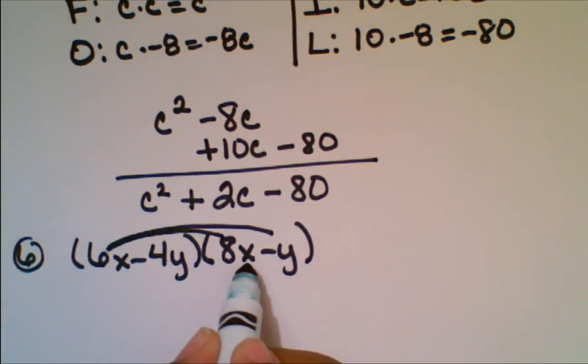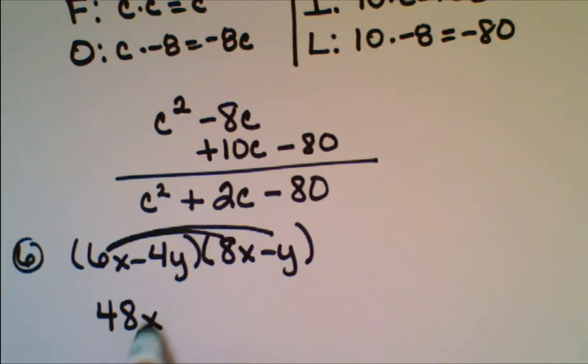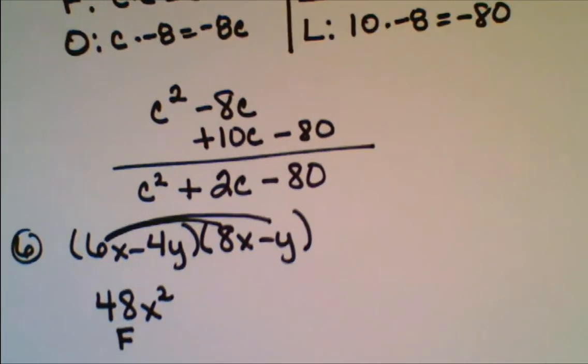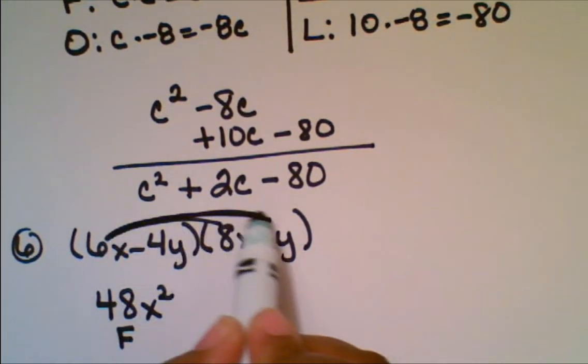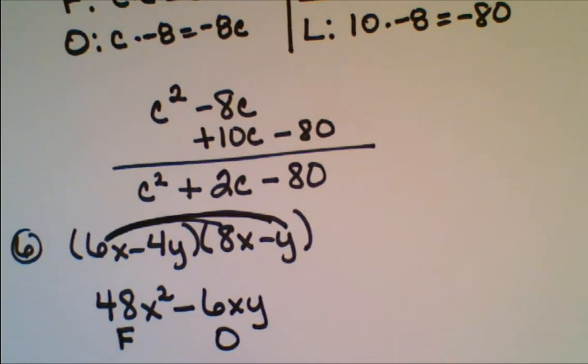6x times 8x, that gives us 48x squared. That's your first term. Then we're going to take the 6x multiplied to the minus y. That gives us negative 6xy. That is our outside term.